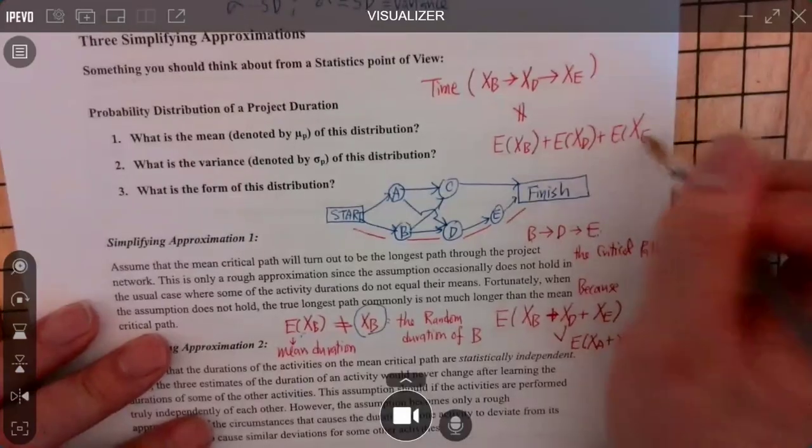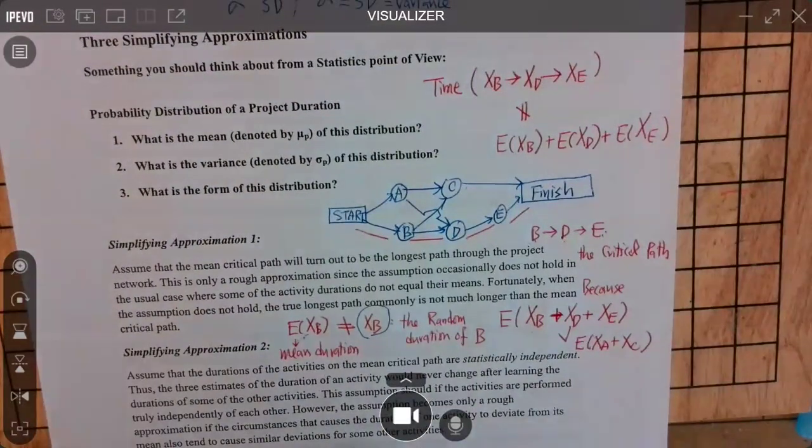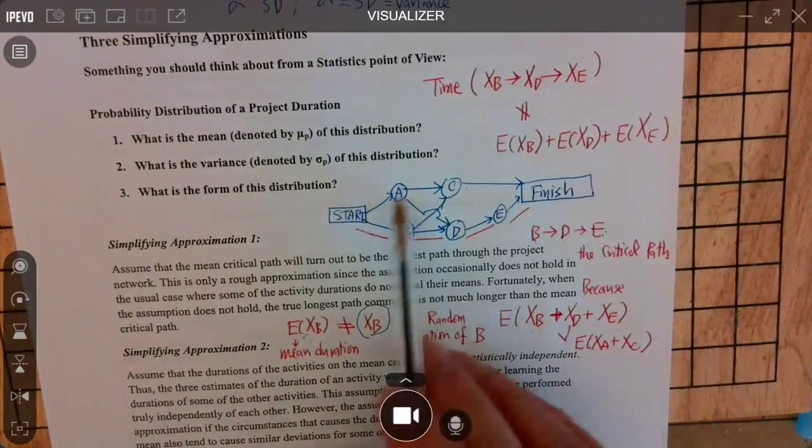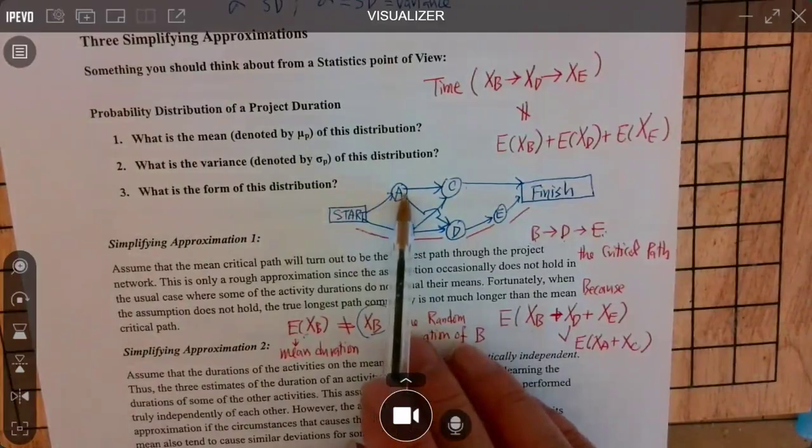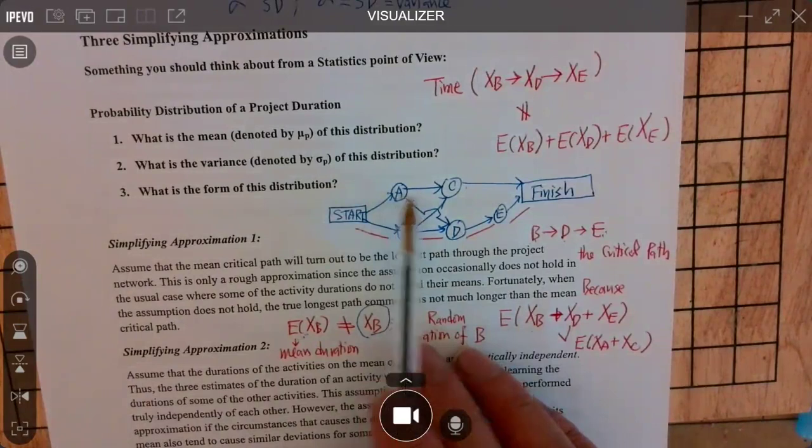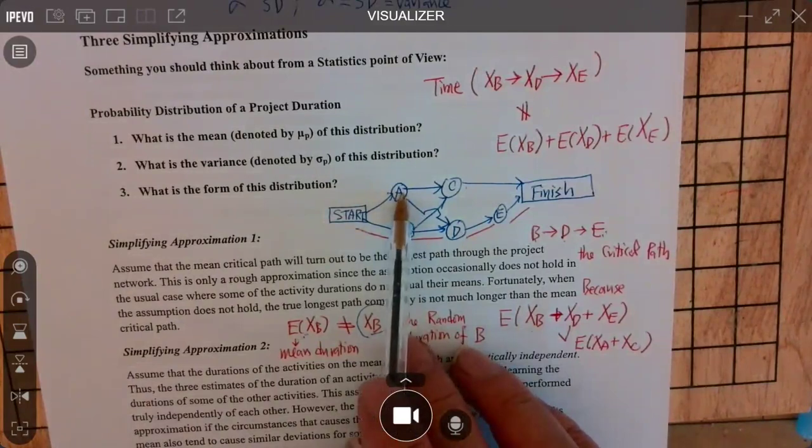Okay? But if this is a situation, say a lot of bad things happen to A. So it's not like an average performance or duration of A. This lasts very long. Expected value may be just what, 2 weeks.